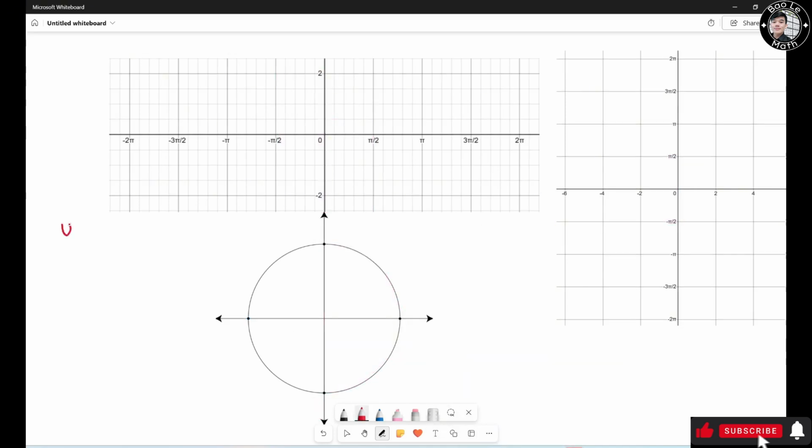Now next one, we're going to talk about the cosine function. The domain of the cosine function is going to be all real numbers. The range of the cosine function is going to be negative 1 to 1. This one is 1. This one is negative 1.